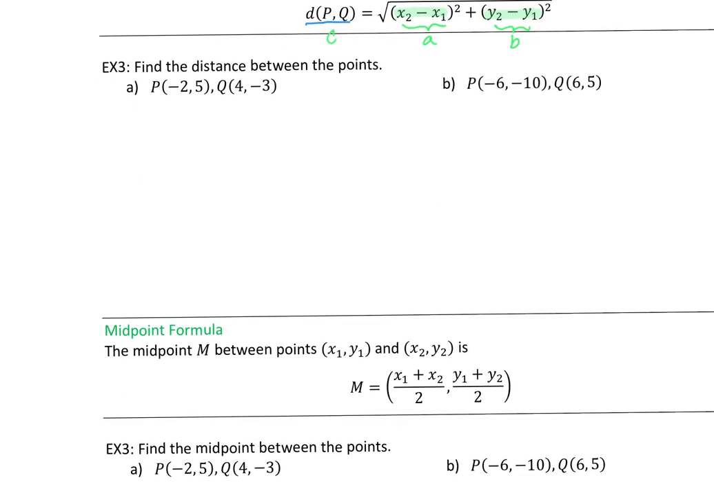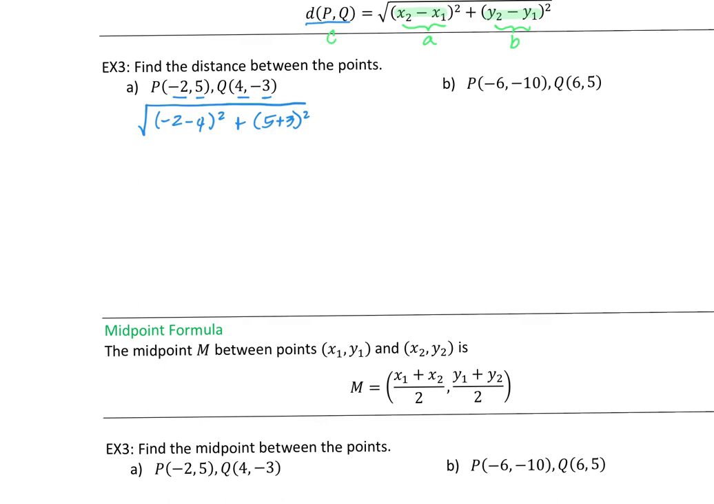Let's go ahead and use that formula in example 3. We want to find the distance between the points. So one point is negative 2, 5, and the other is 4, negative 3. So remember, order doesn't matter. I'm simply going to take the x values, which would be negative 2 and 4, and subtract them. So negative 2 minus 4, and I'm going to square that. Plus 5 and negative 3, subtract. So 5 minus a negative 3 would be plus 3, square, and then I'll take the square root of all of that.